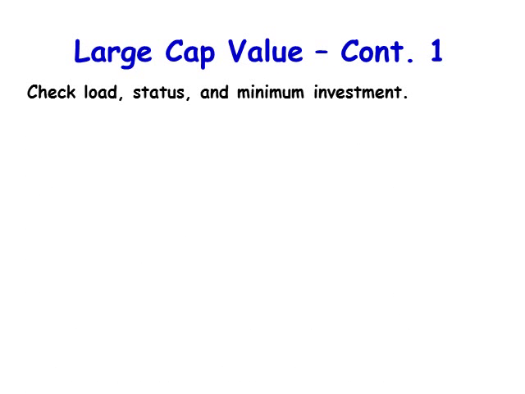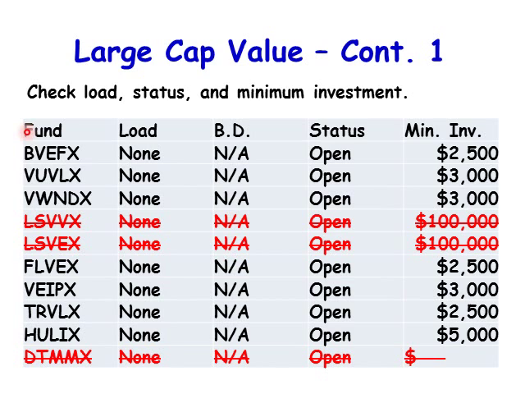Let's continue. So we're going to check for load, status, and minimum investment. I put together a spreadsheet again, and column BD is backdoor entry if there is a load fund and I want to get into it. I will check if there is a way to get a fund without paying the load. Very first fund, BVEFX, has no load and status is open. Minimum investment is $2,500. I'm going to pick it, and the next one is Vanguard Value Fund.